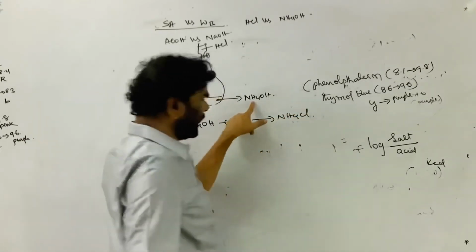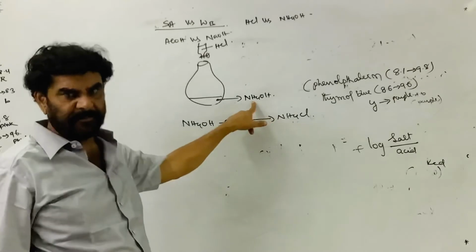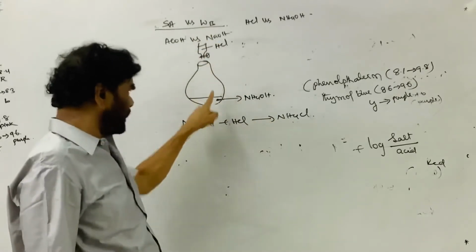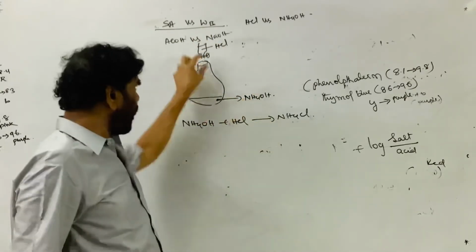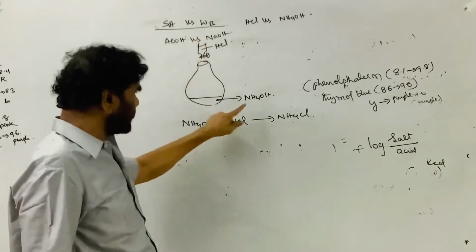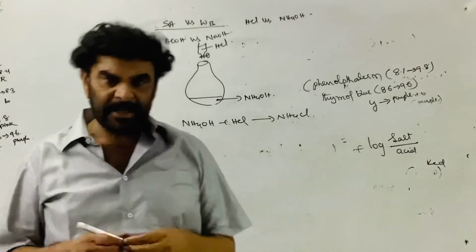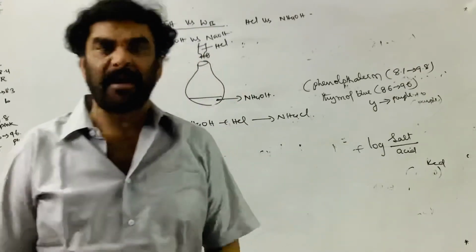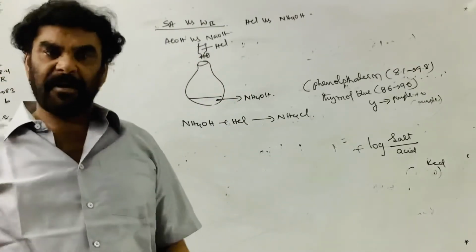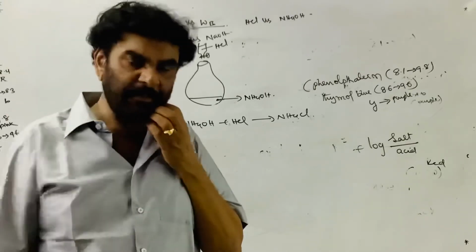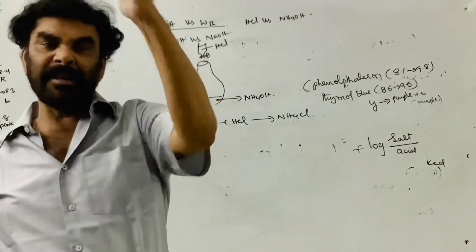Initially it is the weak base. You are adding the HCl, and salt is formed. After addition of a few drops of HCl, it is a mixture of ammonium hydroxide and ammonium chloride. The weak base and the salt of the weak base with strong acid act as a buffer. Therefore, the variation in pH is negligible or very slow.